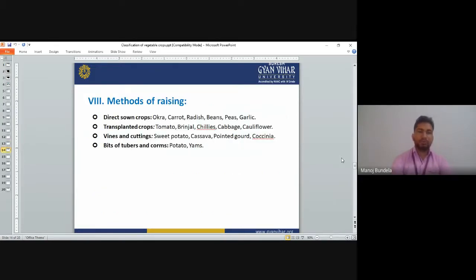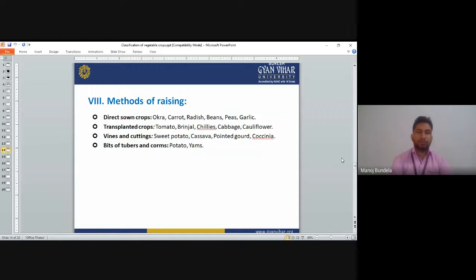Method of raising. There are different methods of raising and sowing. For some we have to prepare the seed bed and then go for transplanting. In some we directly sow the seeds. In some we use cuttings. In some we use tubers or bulbs. In the direct sowing method, we directly sow the seeds, like in okra, carrot, radish, bean, pea, garlic.